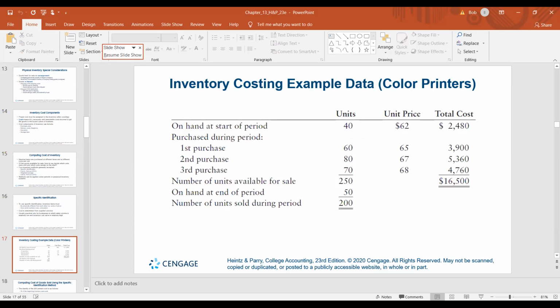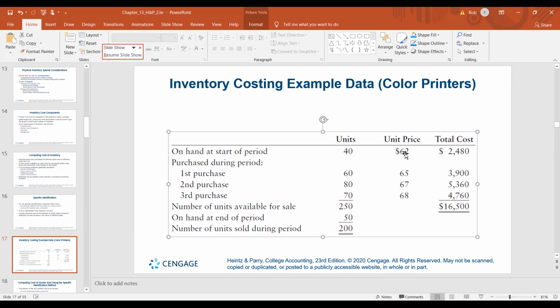Inventory costing example. Here is what you are going to have before you cost out the inventory. So let's look at this. At the beginning of the period, we had 40 units in the inventory. That's first in. The next item that came in was this first purchase, then a second and a third purchase. So the 40, guess what? That's first in. The 70, that's first out, okay?